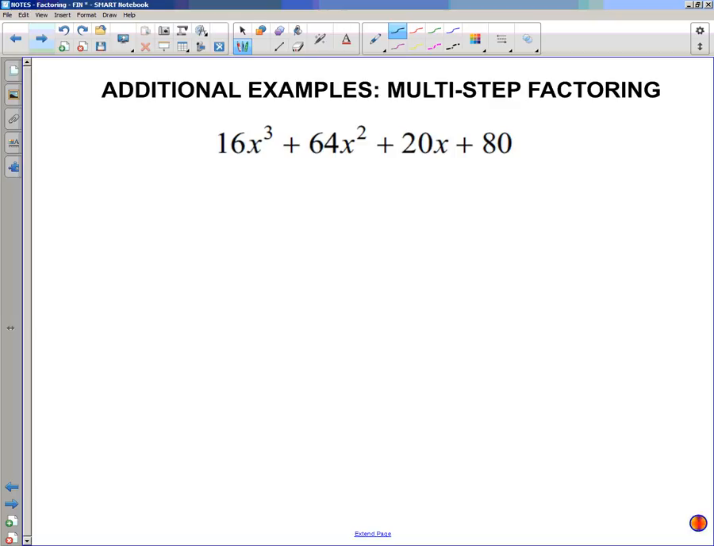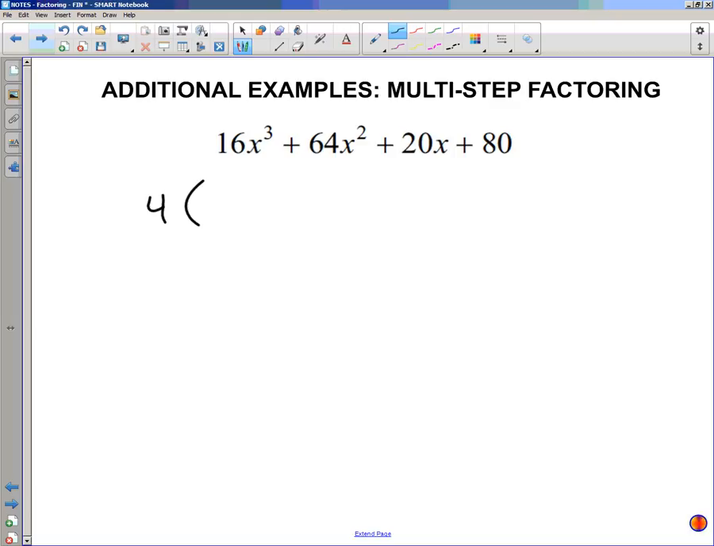Okay, and here's our last one. We got some pretty big coefficients here as well. Definitely want to try and pull out a GCF. Let's see if we can get the biggest number out of 16, 64, 20, and 80. I know those are all divisible by 4. 16 and 64 and 80 are all divisible by 8, but 20 is not. So I think 4 is probably going to be the biggest we can get. Let's go ahead and pull out a 4 and see if there's anything left behind that we may have missed.